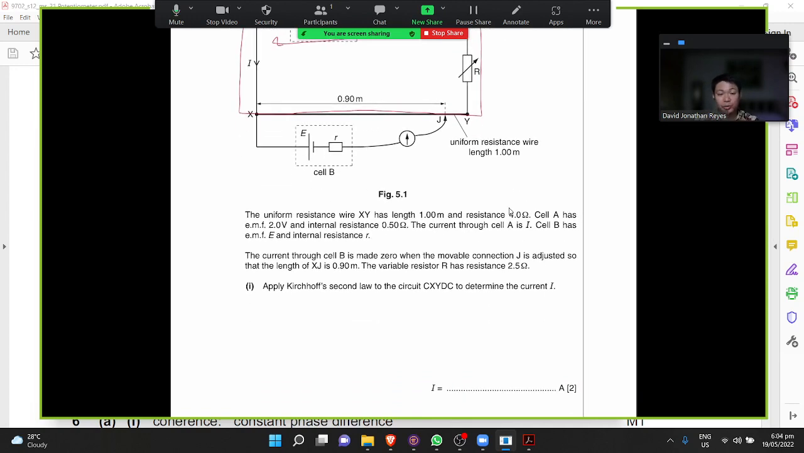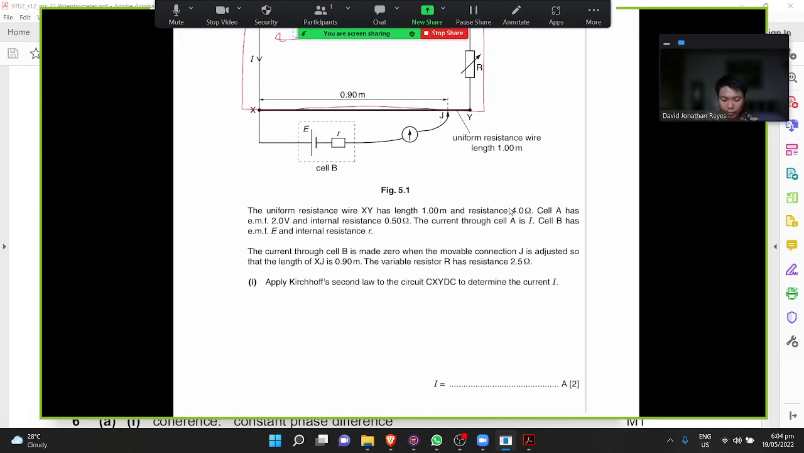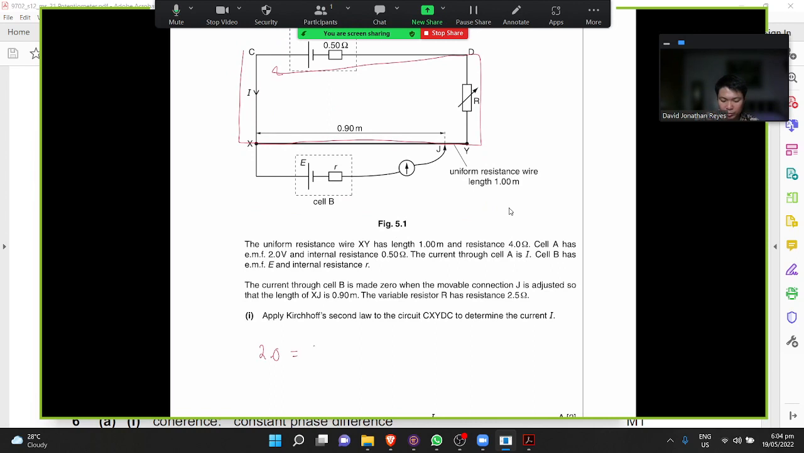Since you're using a loop, you'll be using Kirchhoff's second law, where the total EMF equals the total PDs for the individual resistances. So that gives you 2 volts equals the current, that's what we're looking for, multiplied by all the resistance. You have your X to Y, which is 4.0 ohms, plus the value of the variable resistor, 2.5, plus the internal resistance, 0.5. From there you can solve it already: 4.0 plus 2.5 plus 0.5.